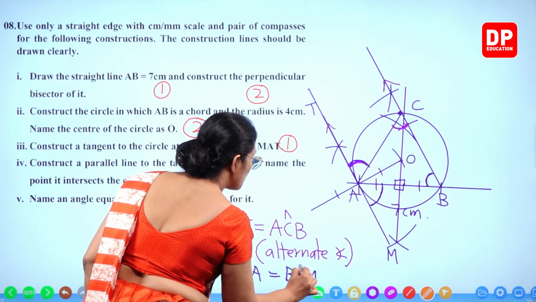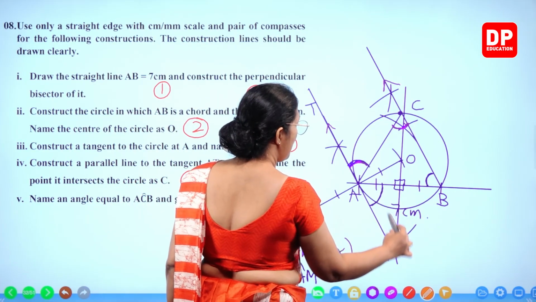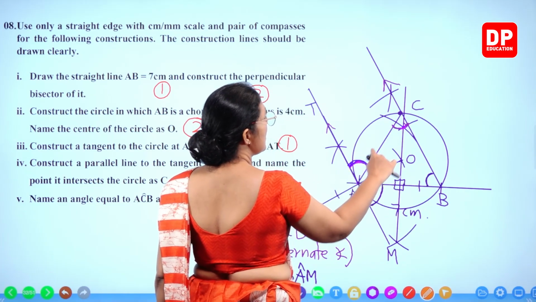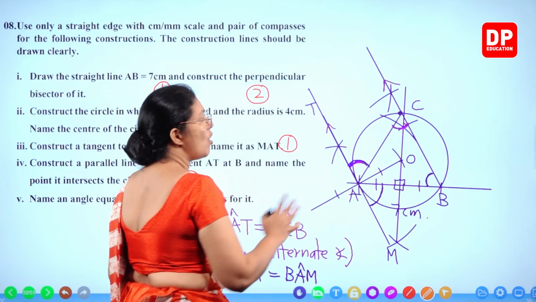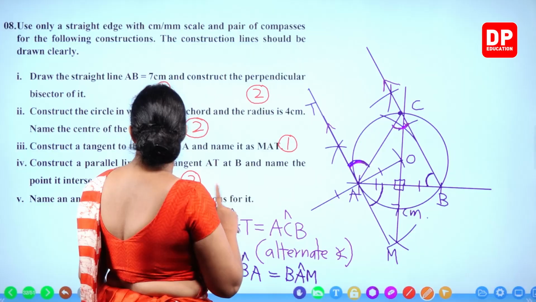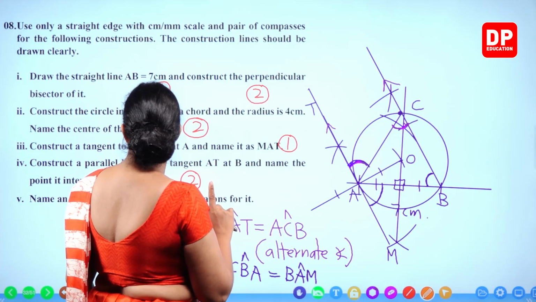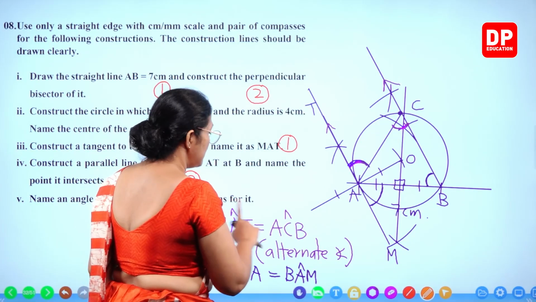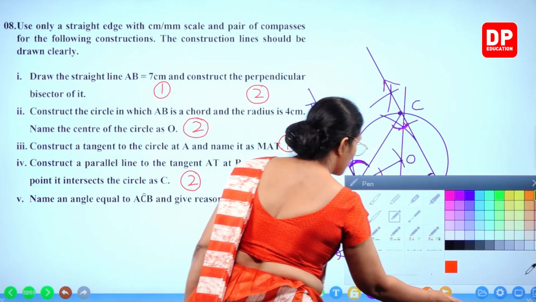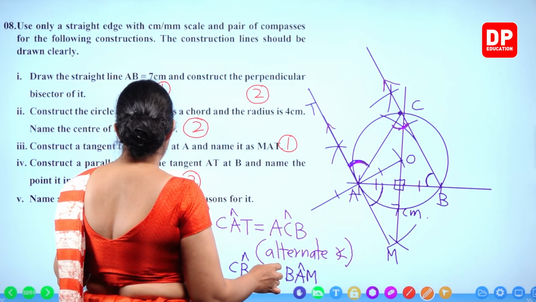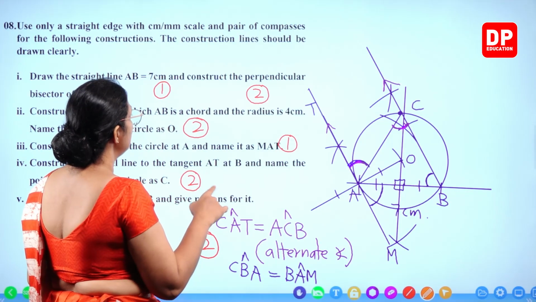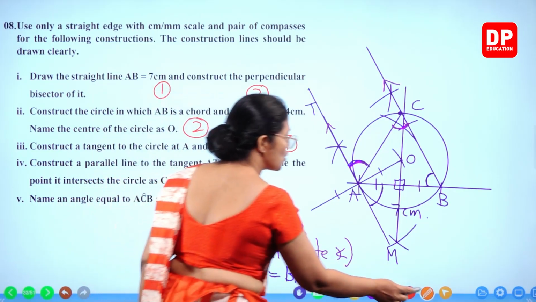BAM angle is the same as this angle, or this angle is the same as this angle, or alternate angles. So you can write all these angles, but you have to write only one. Name an angle. Out of these angles, you can write one. For that, you are getting 2 marks. So altogether, 10 marks for the whole question.